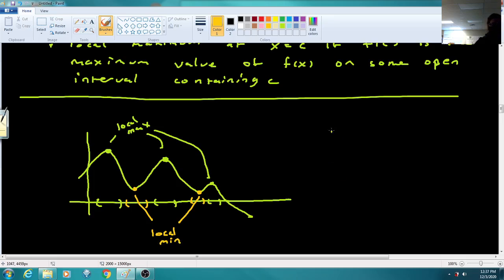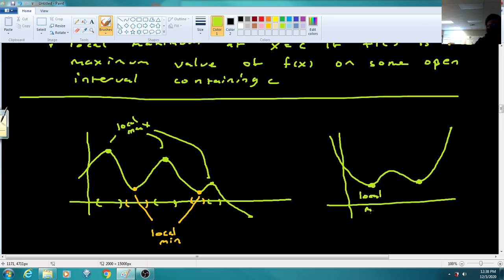So basically, if we had a function that does a little wavy thing like that, this one would have two local minimums here at the bottom of the trough, and it would have one local max right up here. Even though the function has bigger y values than the local max, locally, if you look at just a little region, it's the biggest value over that region.